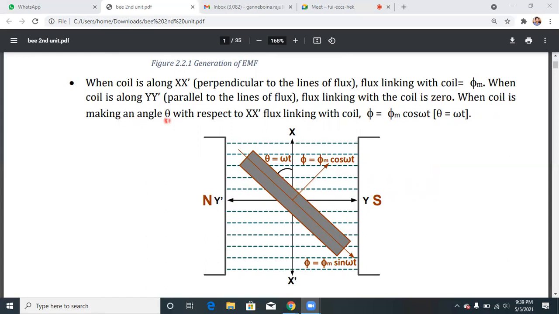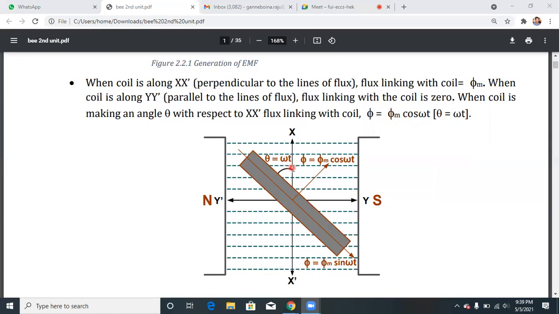When the coil is making an angle with respect to x dash, like this, this is a figure representation. When the coil makes some angle with respect to x dash, the flux linking with the coil is phi equal to phi m cos omega t. Understood? You know well that cos 0 is maximum. So at theta equal to omega t equal to 0, we will get the maximum value, phi equal to phi m.